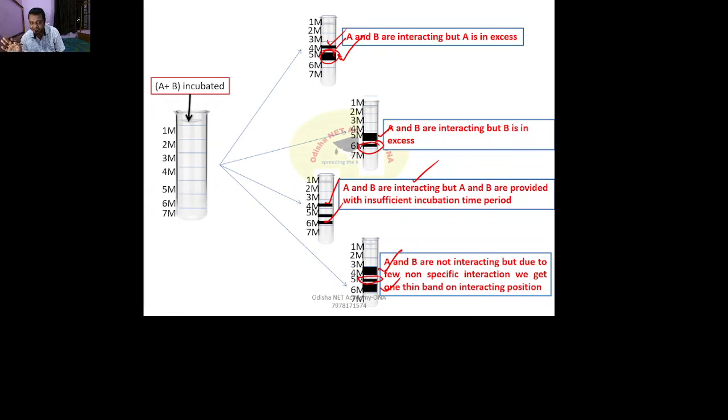Got the idea? So with the help of the simple technique, density gradient centrifugation, you can detect whether two proteins are interacting or not. In the next lecture, I will discuss other advanced techniques to detect protein-protein interaction. Okay, so thank you.